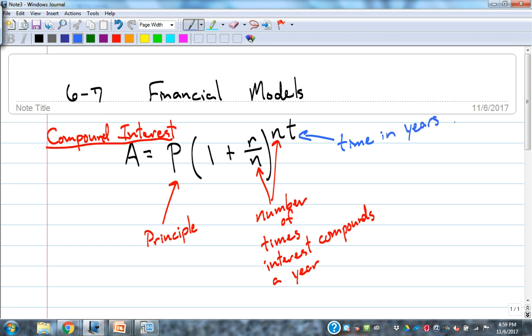Time in years, that t there is time in years. Always in years. So if they say it's for 30 days, you need to do 30 out of 365 and figure that up as in years. r, which is right here, that's your interest rate.